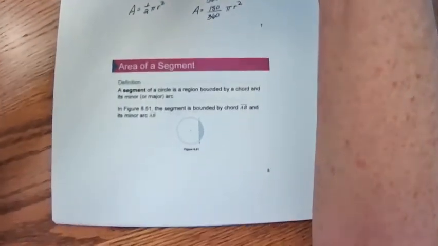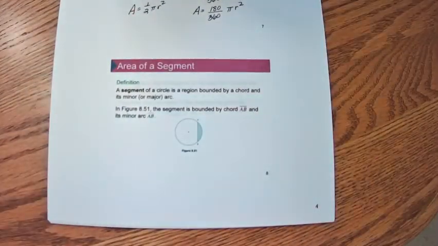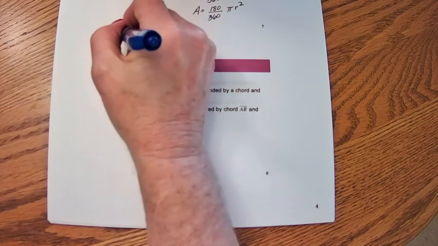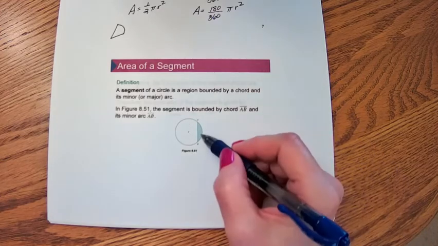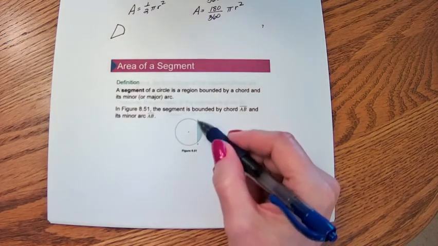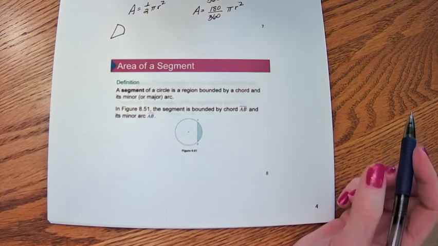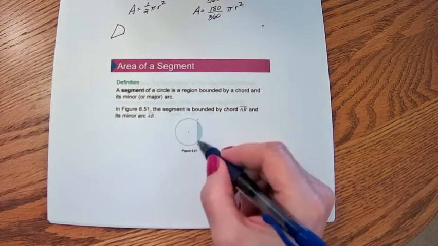Now, for another term, and that is segment. So we've had sector. Sector looks like a piece of pizza. A segment is the region bounded by an arc and a chord. Bounded by an arc and a chord.